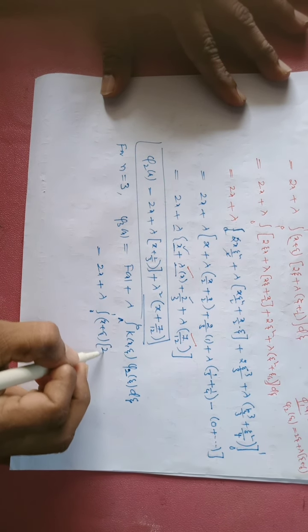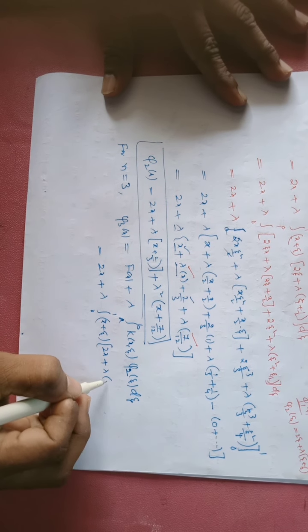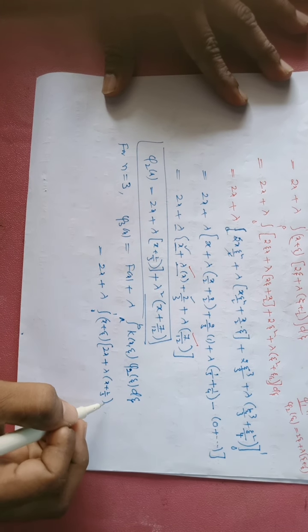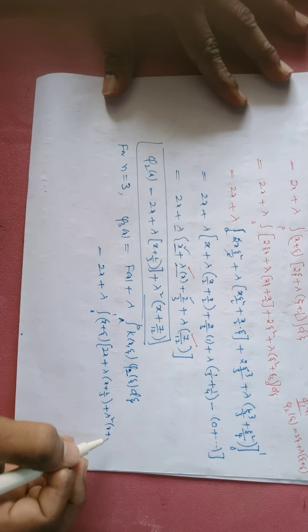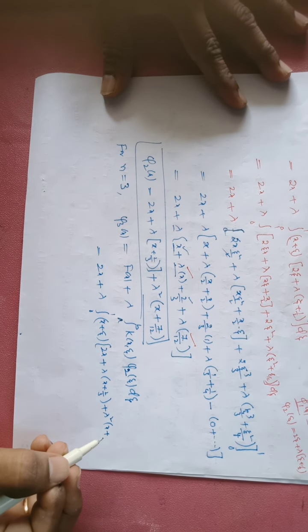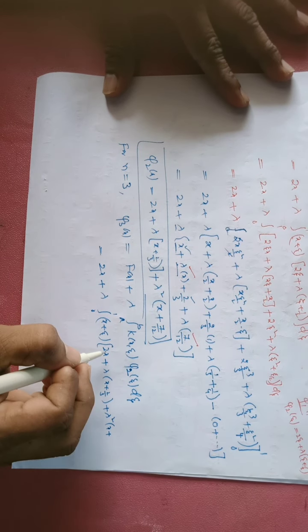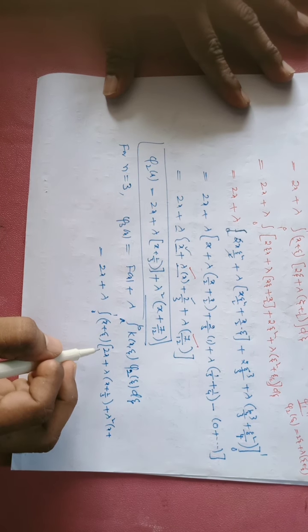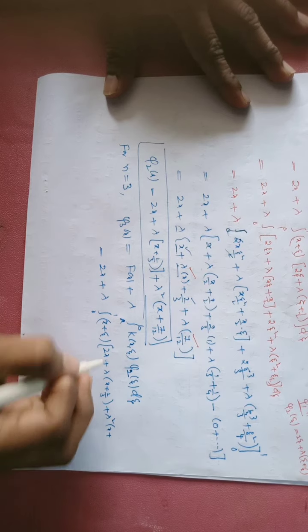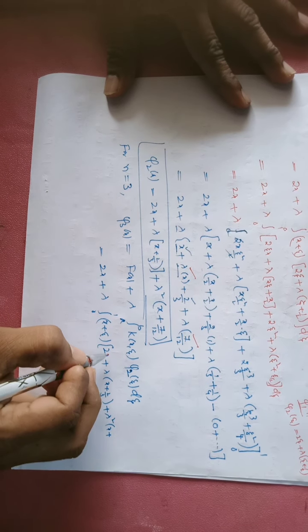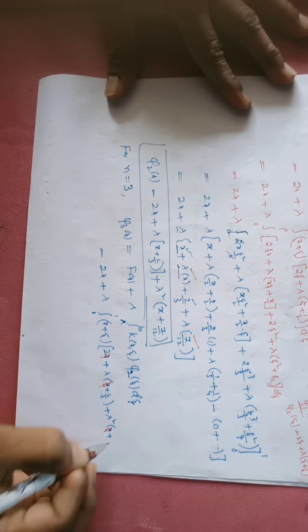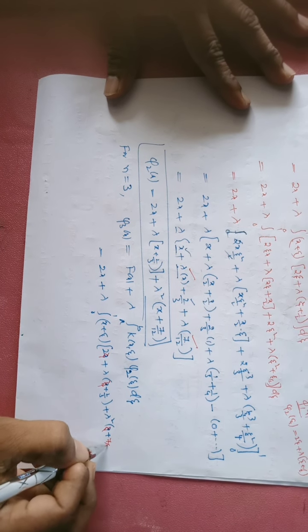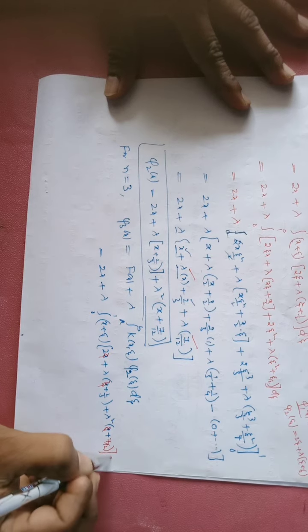I am substituting pi 2 xi here: 2x plus lambda times of x plus 2 by 3 plus lambda square times of x plus 7 by 12 into d xi. Sorry, actually this is pi 2 x, but we need pi 2 xi. For that I can write it like this.